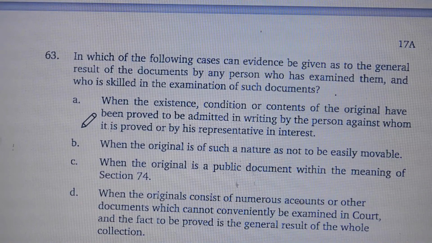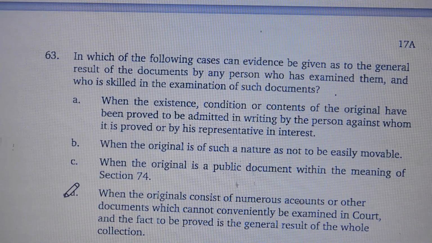Question number 63. In which of the following cases can evidence be given as to the general result of the documents by any person who has examined them and who is skilled in the examination of such documents? Answer is option number D. When the original consists of numerous accounts or other documents which cannot conveniently be examined in court and the fact to be proved is the general result of the whole collection.